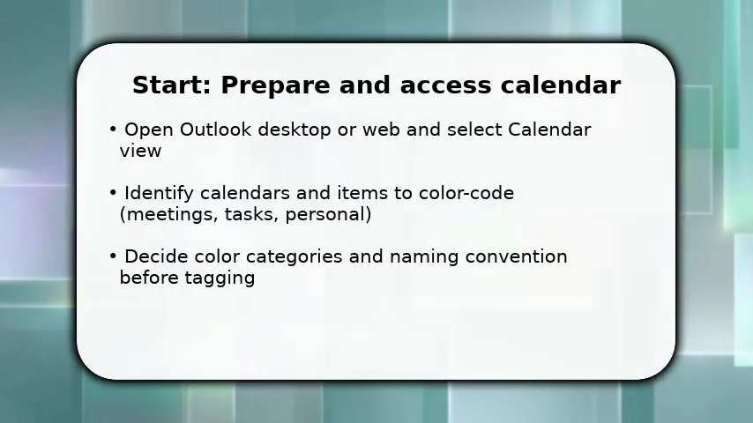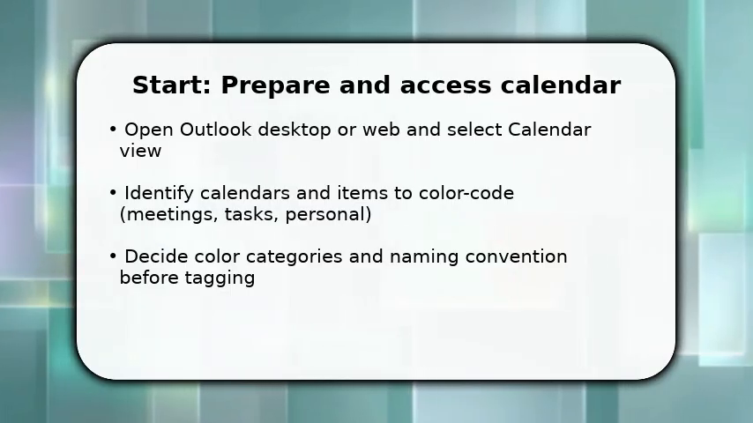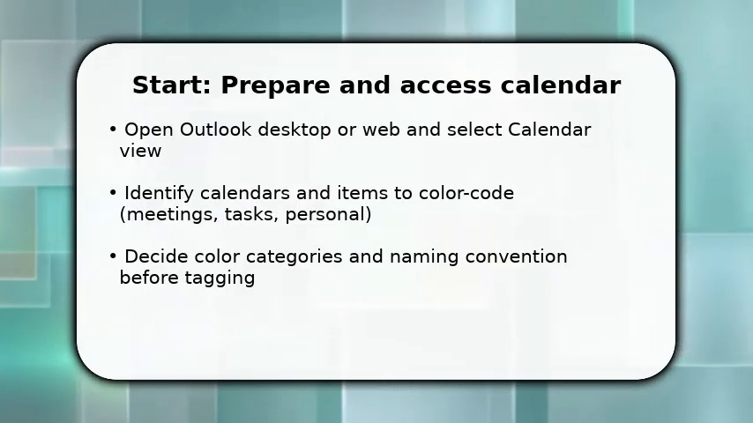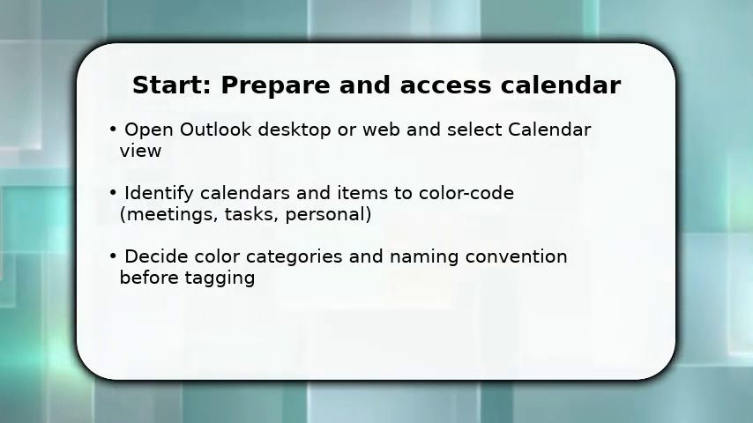You have Outlook open and the calendar view visible. Begin by choosing which calendar and item types you'll color code. First, create or confirm your color categories so decisions are fast later.